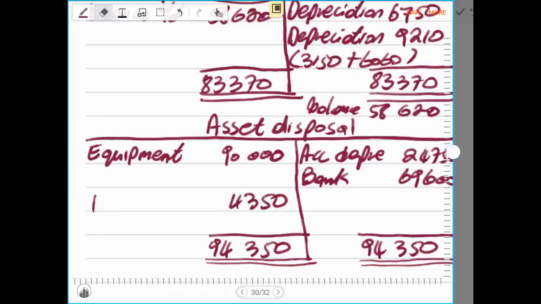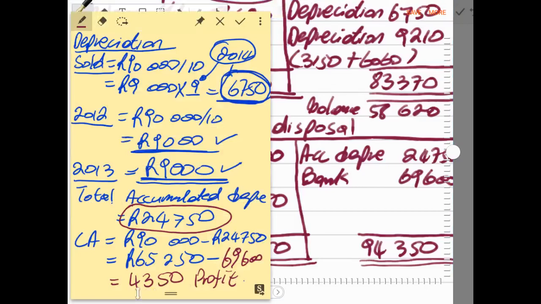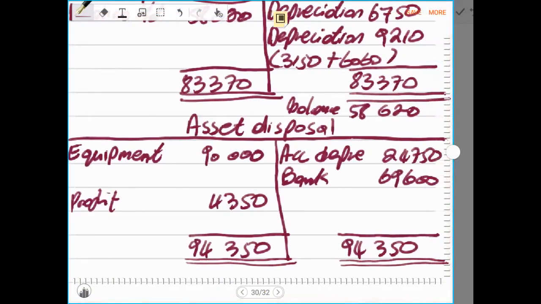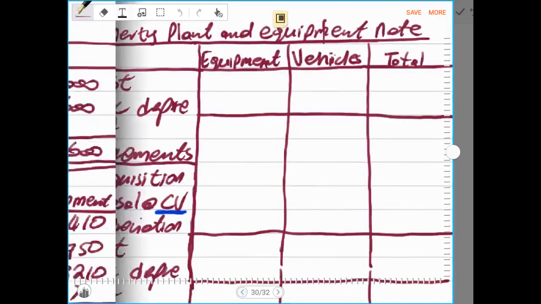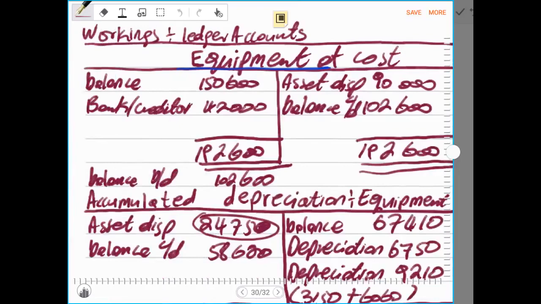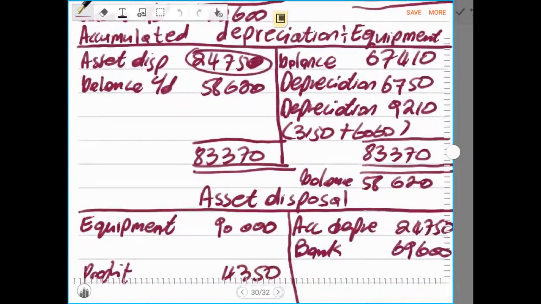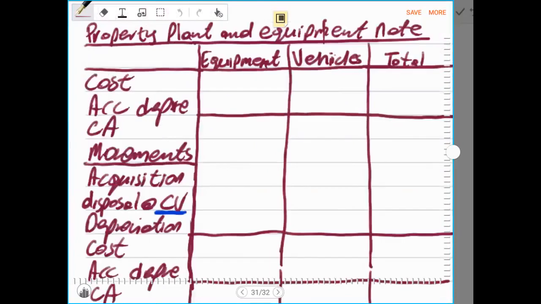And I think this profit is the same as the one that we have calculated. So now we can say profit on the disposal. There in my calculations, I showed a profit of 4,350, 4,350 profit on disposal. And again, the ledger account reflected the same thing. So there is definitely an agreement between the two. From the ledger accounts, the minute you are done with the ledger accounts that affected the asset that was disposed, then you can immediately do the property, plant and equipment.